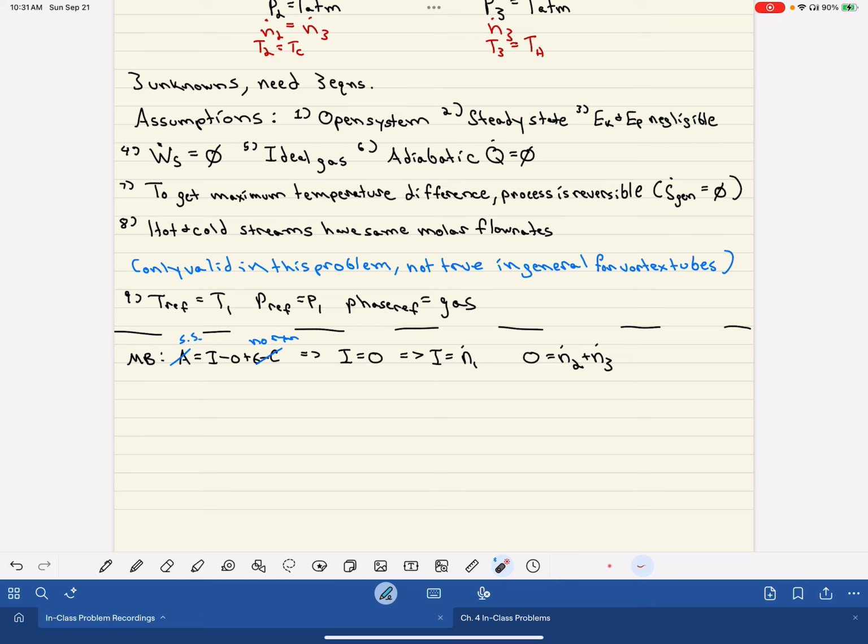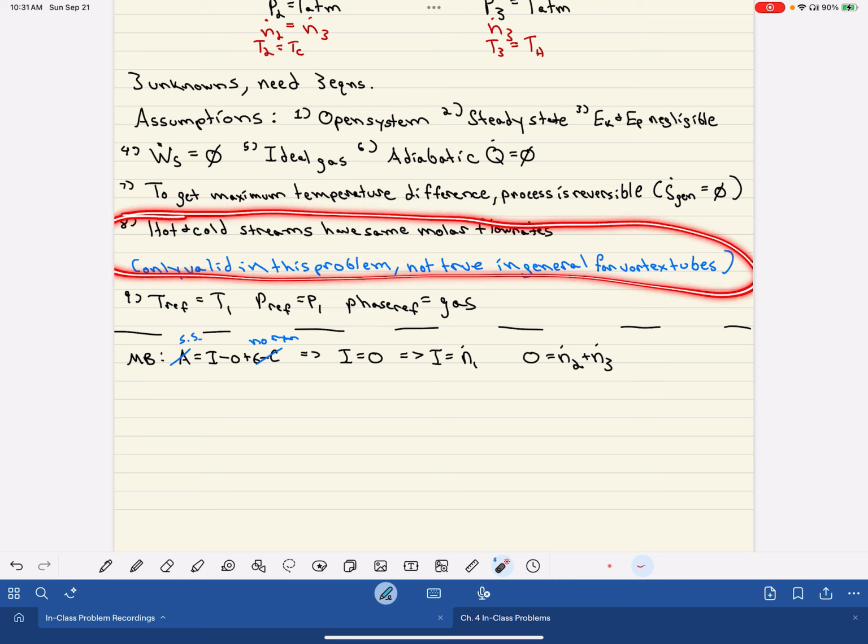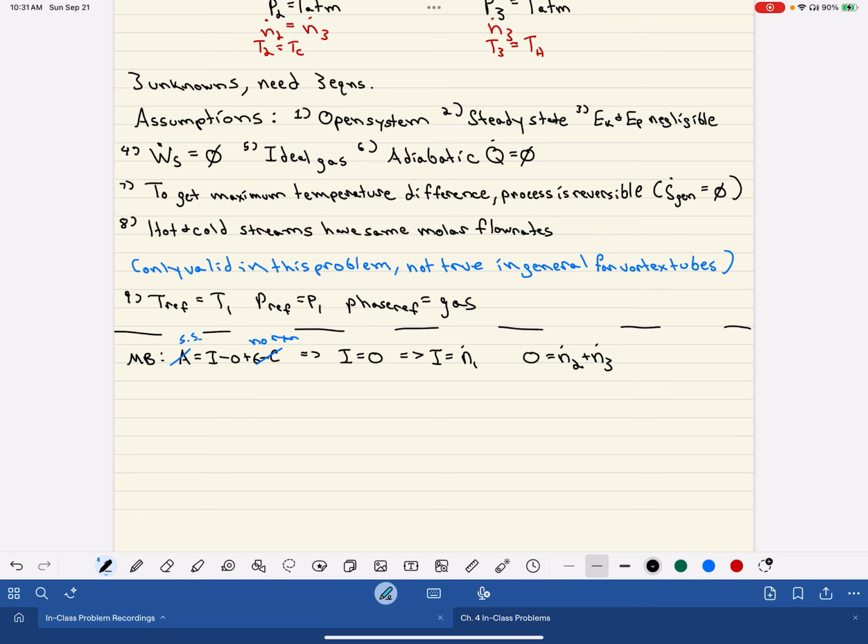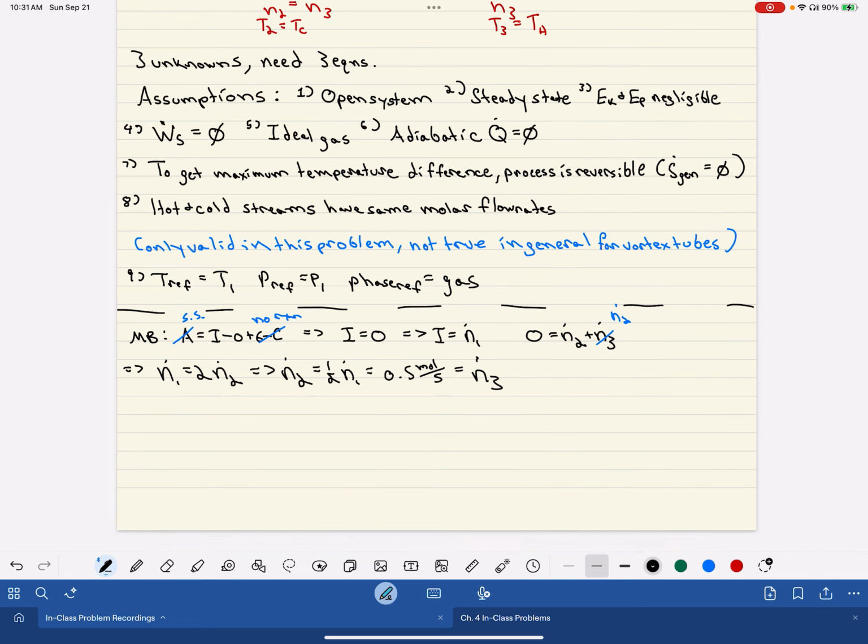But remember, in this problem, we're assuming that streams 2 and 3 have the same molar flow rates. This is just going to be N2. So if we go to our material balance, we get N1 is equal to 2N2. Therefore, N2 is equal to 1/2 N1, which means it's equal to 0.5 moles per second. And that value is also equal to N3. Okay, so from the material balance, we figured out all the molar flow rates.